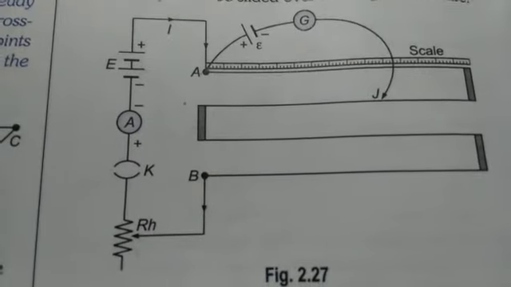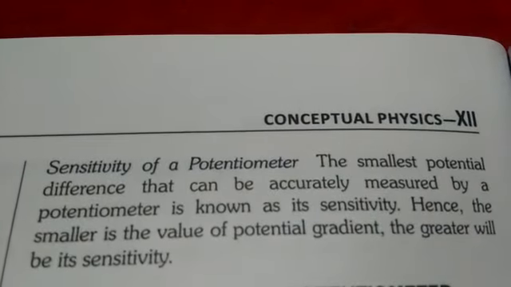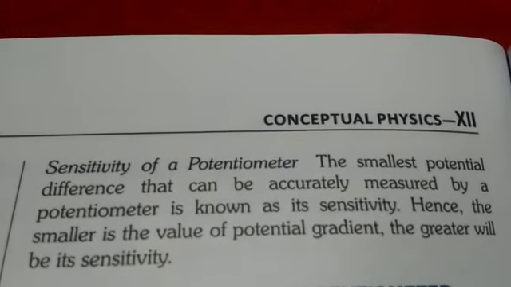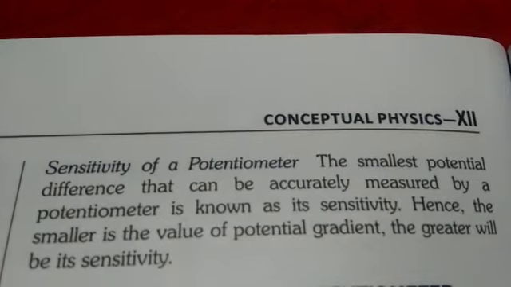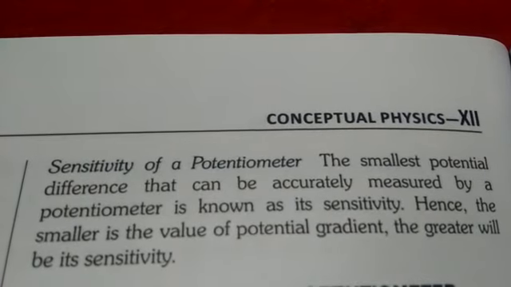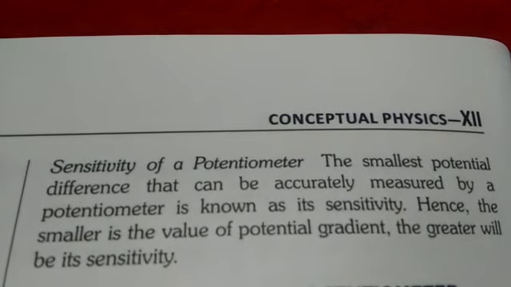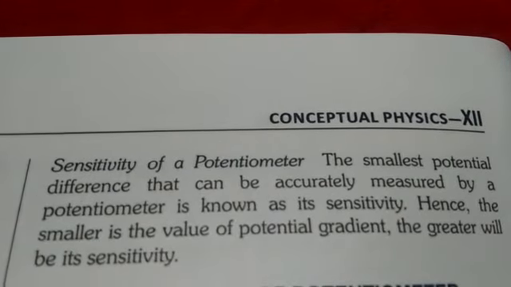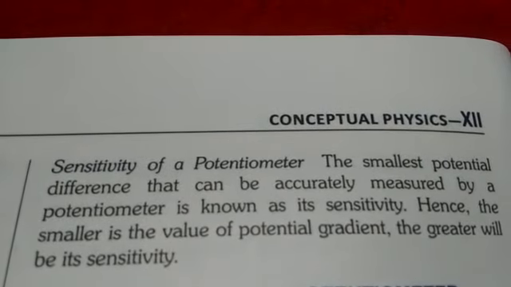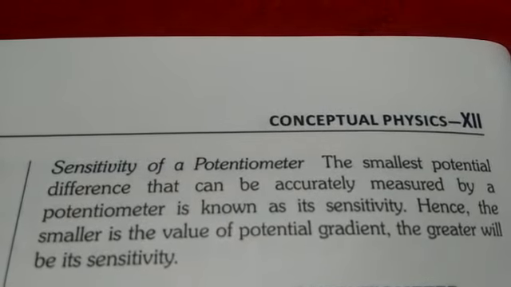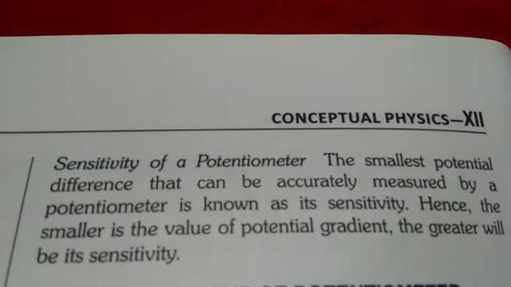Now we will see the sensitivity of potentiometer. Sensitivity of a potentiometer: the smallest potential difference that can be accurately measured by a potentiometer is known as its sensitivity. Hence, the smaller is the value of potential gradient, the greater will be its sensitivity. So we can say that sensitivity is inversely proportional to the potential gradient, okay.